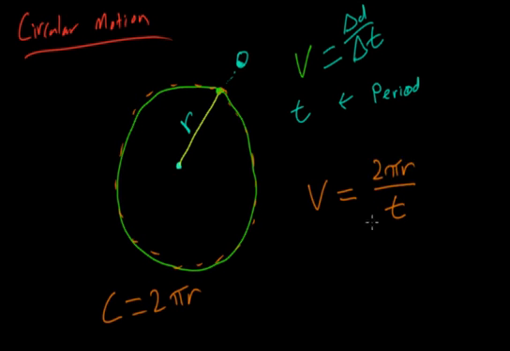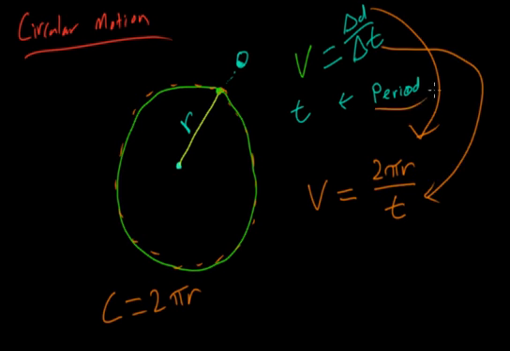So for circular motion, the velocity equals 2 times pi times the radius divided by t. And why? Because the distance is 2 pi r, and the change in time is just the time it takes to go around, which is sometimes called the period. Pretty simple idea here. You just took the basic velocity formula and then talked about what's happening when it's a circle.